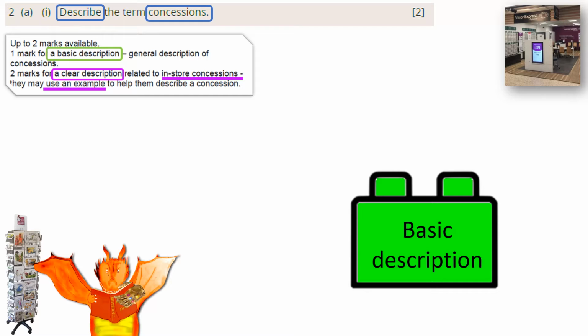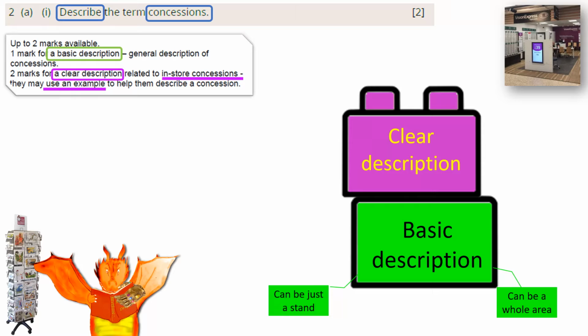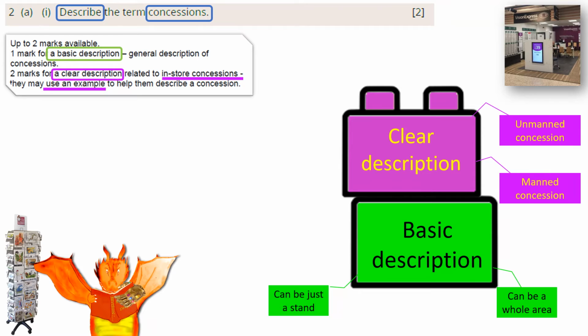So first of all, the basic description. Well, it can be a stand like you can see on the left, or it can be a whole area like you can see on the right. So now we've got the basic description done, let's look at how we develop this and add a clear description. Well, you can have manned and unmanned concessions. Now that doesn't mean the gender of the staff, it means whether it's got staff or no staff, whether it is a stand like the card stand that you can see on the left, or whether you've got staff like the Vision Express you can see on the right.